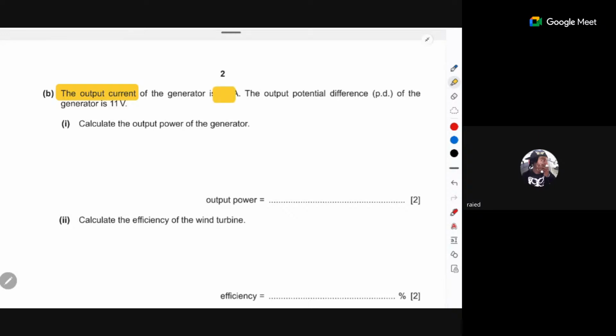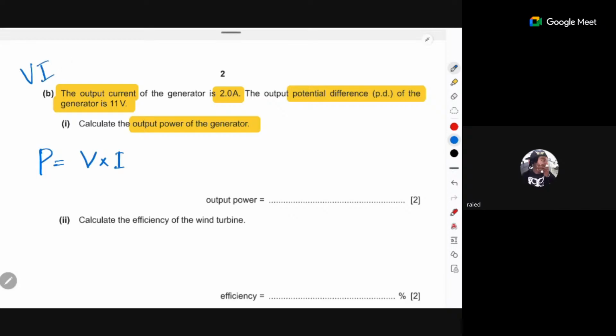Now moving on, this is a situation where the output current of the generator is 2 ampere, and the potential difference, the voltage, of the generator is 11 volt. Calculate the output power of the generator. I have to use the formula, as I told you, that output power is equal to V into I. You can simply recall it: VI equals P, so VIP. That's it.